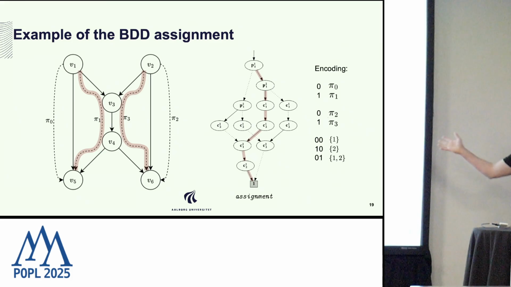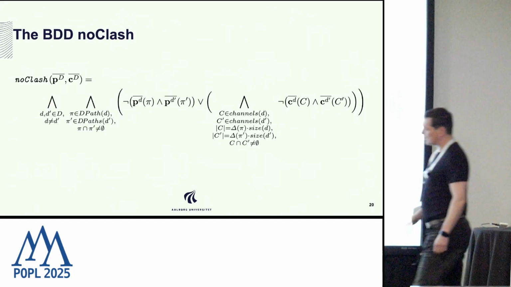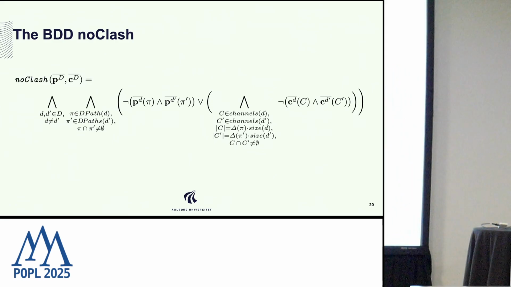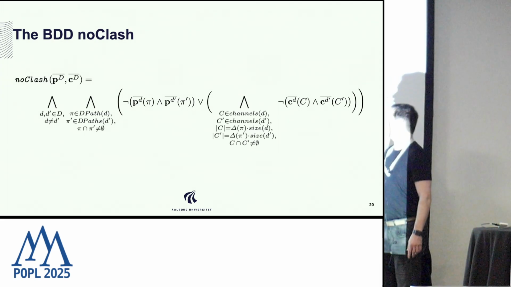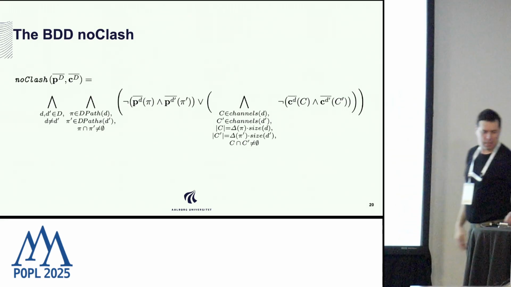As you can see, I'm already breaking the non-overlapping condition here, so I need to intersect this BDD with the one that actually guarantees that these properties hold. And it's the no-clash BDD, which looks like this. It says that for all demands and all paths in those demands that actually intersect, either these 2 demands are not scheduled to take these paths, or if they are, then for any channels that actually have some common slots, they cannot be encoded in both demands. So that's how it works.